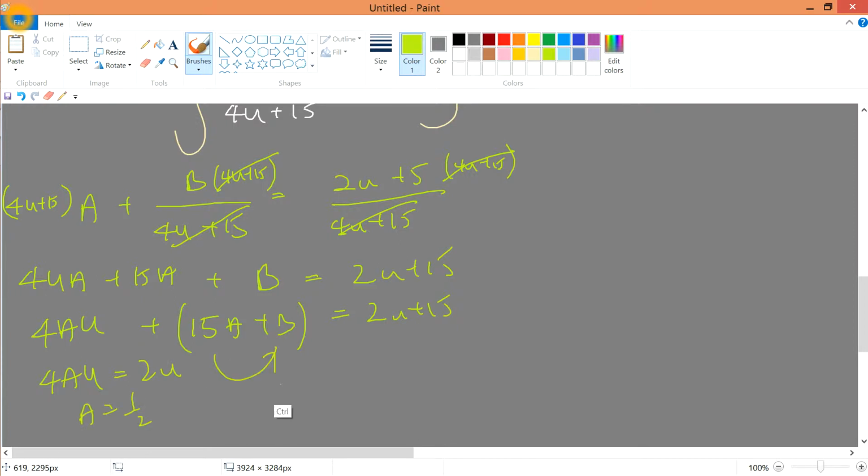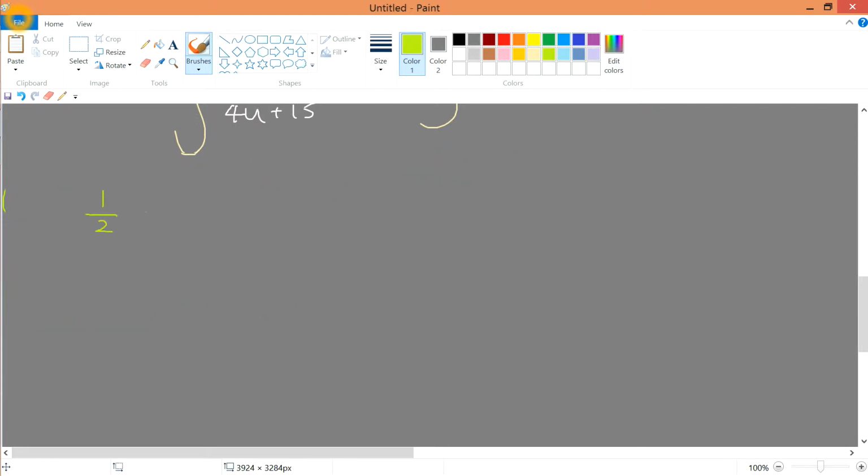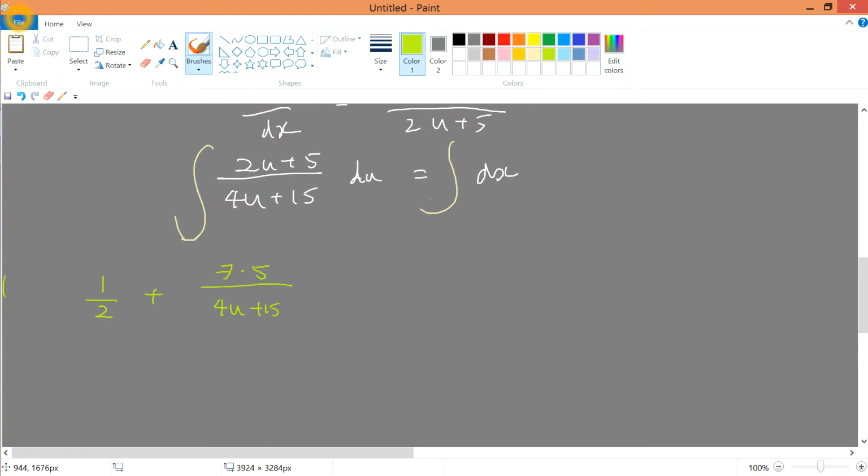So now we can solve for b, right? And therefore b is simply, if 15 times half, we will have 7.5, right? Because this is still 15, so b is 7.5. So we know that b equals 7.5. So if I were to rearrange back, I would have half plus 7.5 over 4u + 15.